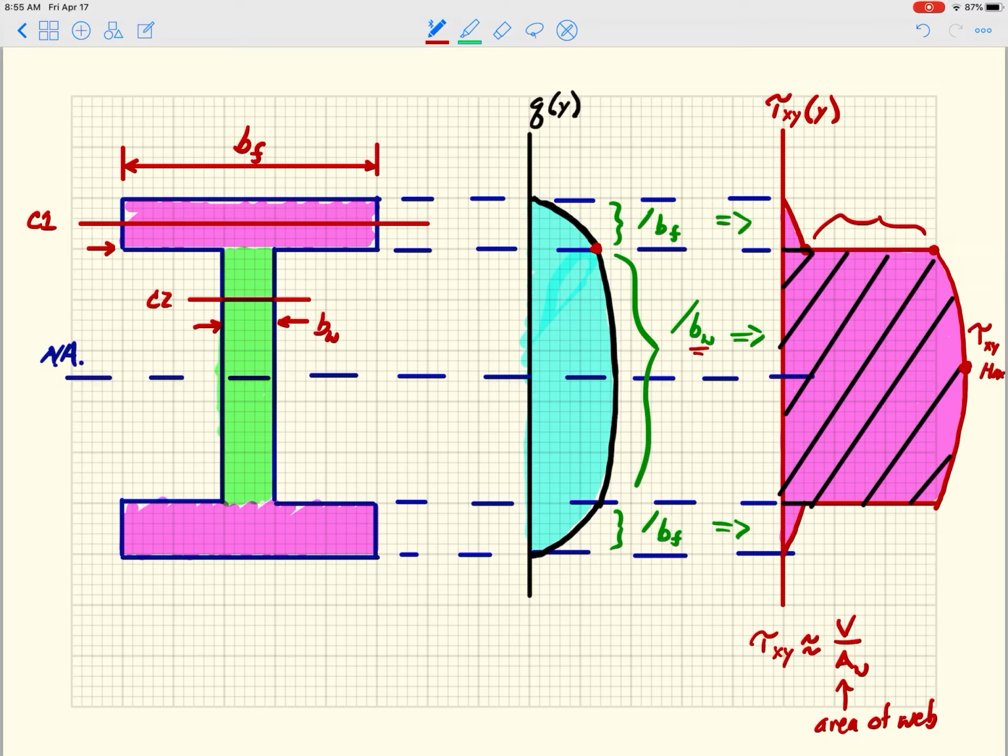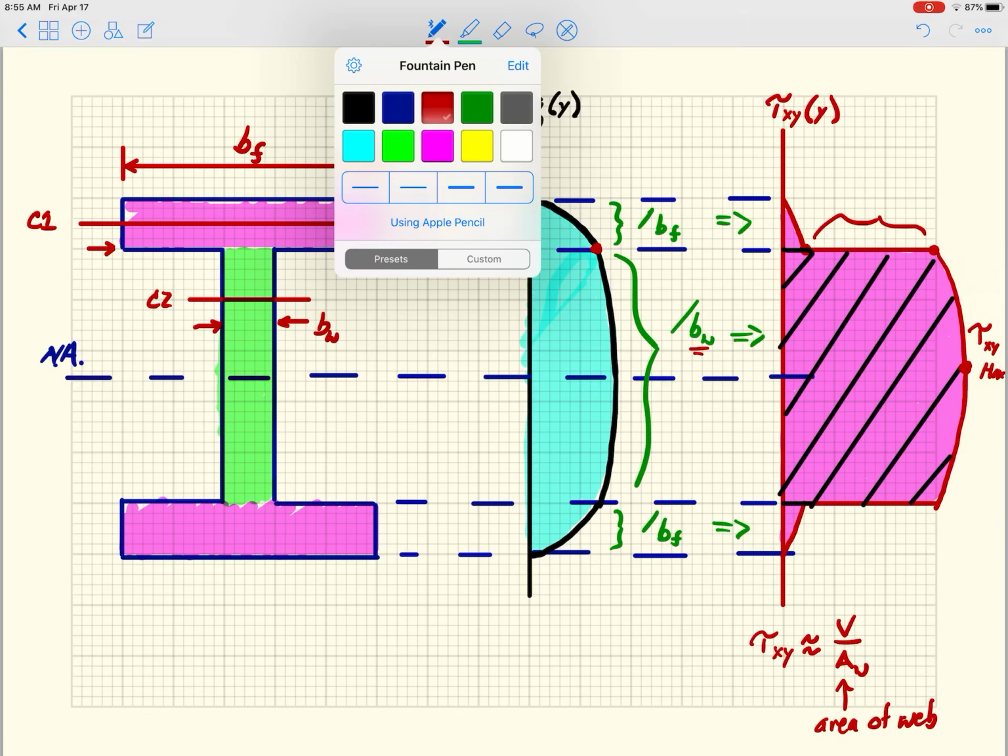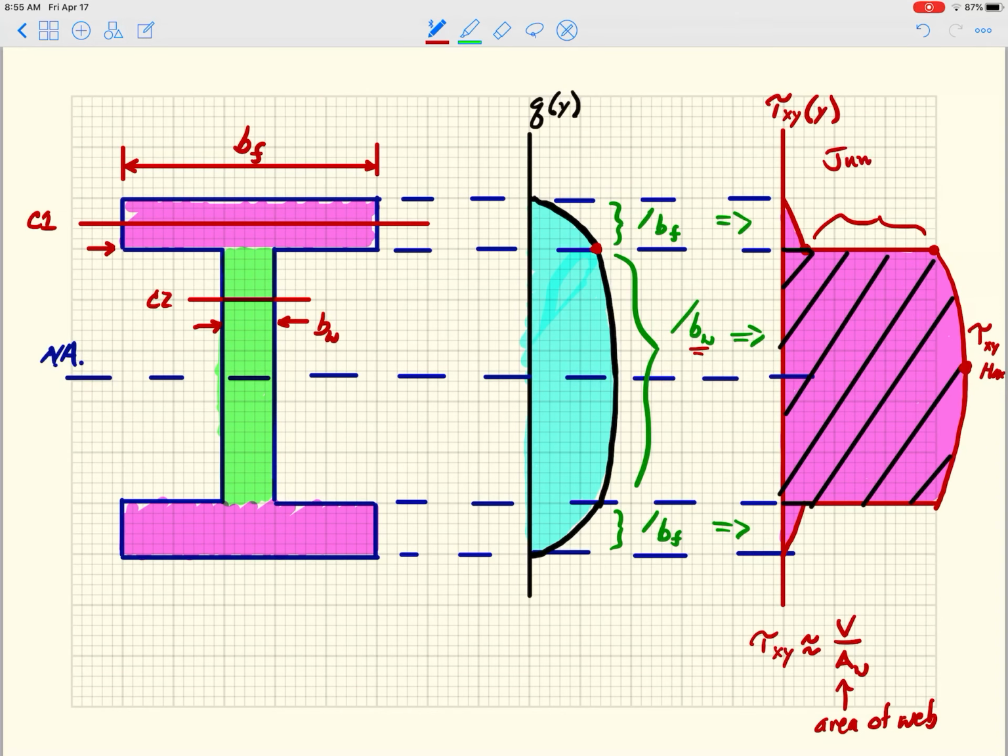So I just want to point out a few things. I'm looking at my notes now. This guy here is a jump due to change in width from flange to web. And I will also say that this here is a kink, a change in slope, due to change in width.